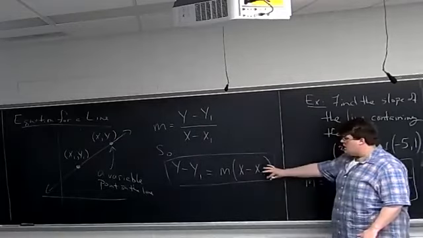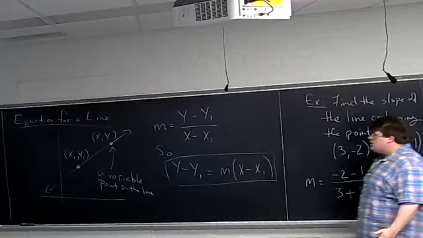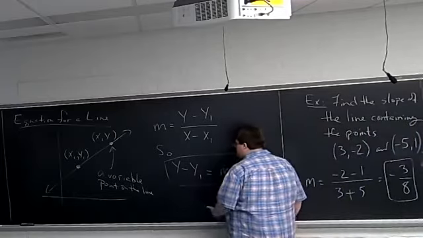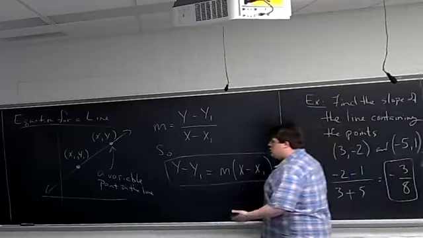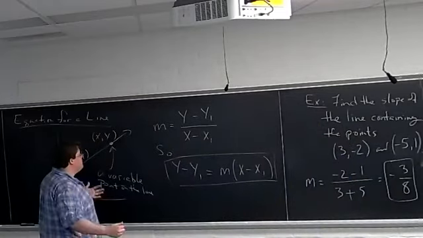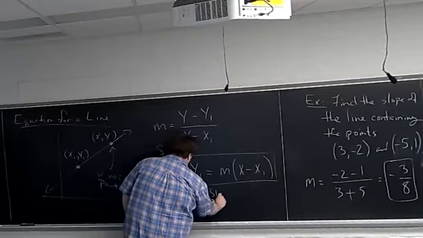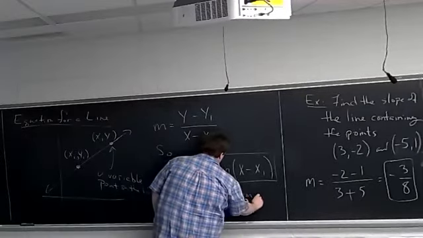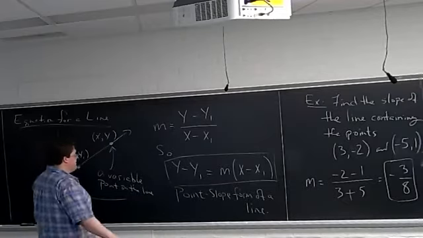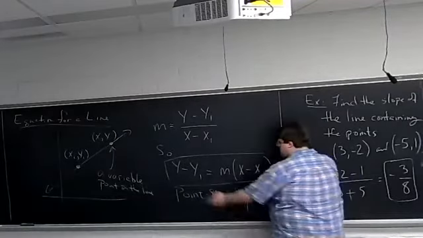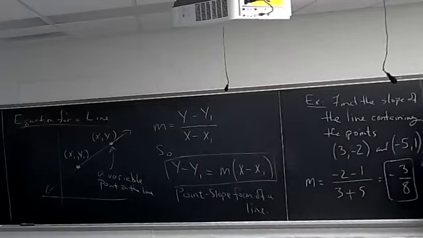Any questions about getting that? Now, this y1 is a constant, it's a fixed point on the line. So you could add this to both sides, distribute the m, and so on, and it would give you the slope-intercept form. But I'm going to leave it here at the point-slope form. Right here, we have the point-slope form of a line. Why is it called point-slope? Well, the fixed values in here are the slope, m, and the point, x1, y1, and our variables are x and y. Any questions about finding that equation?